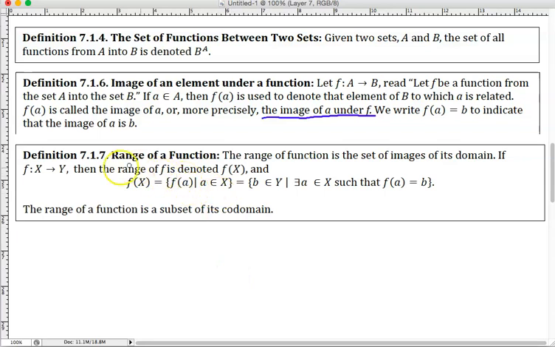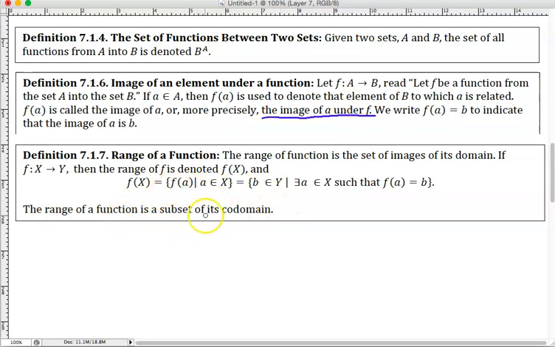Now, here's another definition, the range of a function. The range of a function is the set of images of its domain. So if f goes from set X to set Y, then the range of f is denoted by f of X. And you write that f of X is the set of all images, so all f of a's where a is part of the domain, or you can write it as all the b's in the codomain for which there exists an a in the domain such that f of a equals b. So the range is a subset of its codomain.